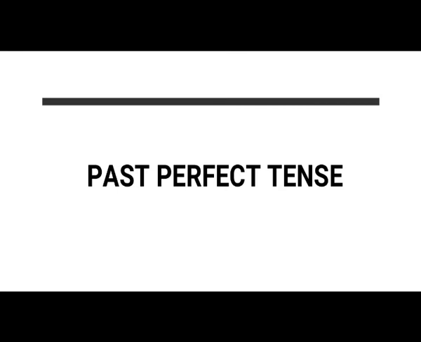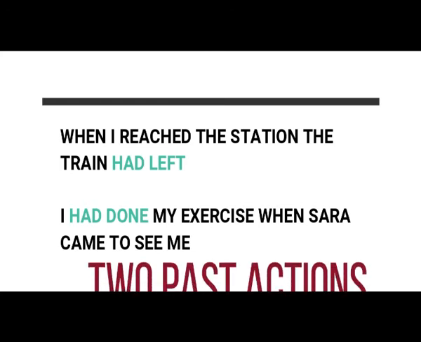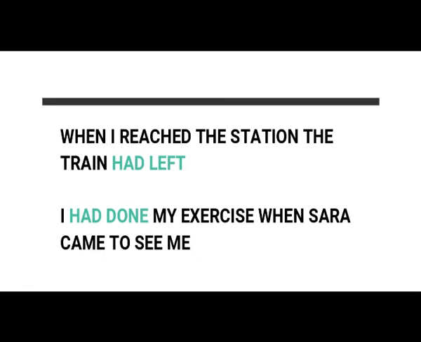The next form of past tense is the past perfect form. The perfect form of past tense. What is past perfect tense? Look at the following examples to understand past perfect tense. When I reached the station, the train had left. When we have two past actions, the first past action that is completed first will be in past perfect tense.